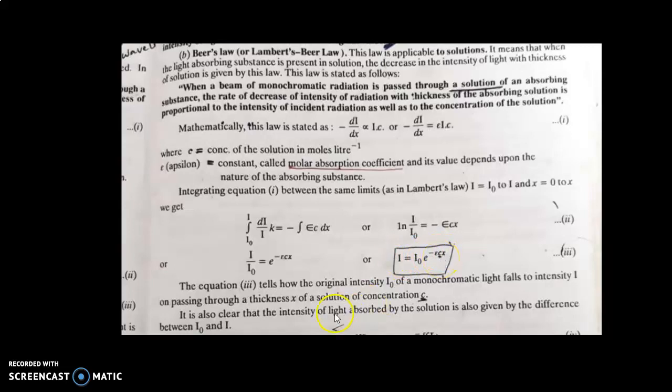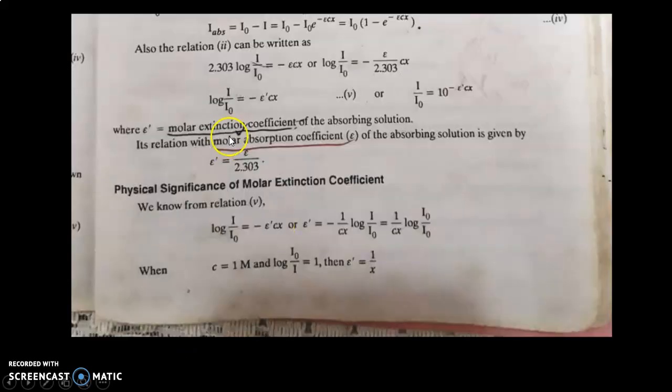It's also clear that the intensity of light absorbed by the solution is given by the difference between I0 and I, as in the previous case. So the I absorbed will be the original intensity I0 minus the intensity of the light coming out, I, which is I0 minus I0 e raised to minus epsilon cx. Taking out I0, we'll get this expression.